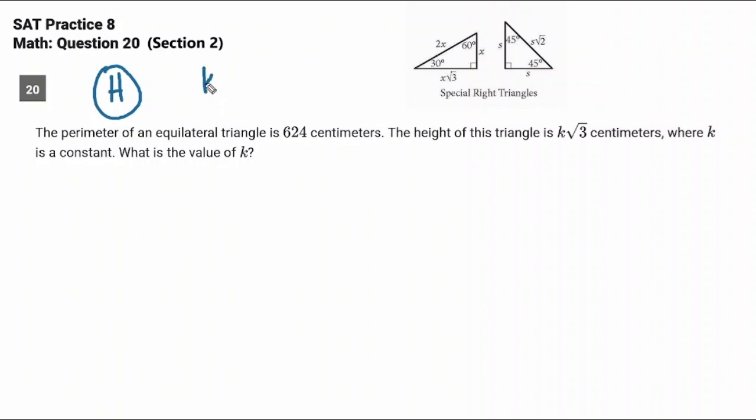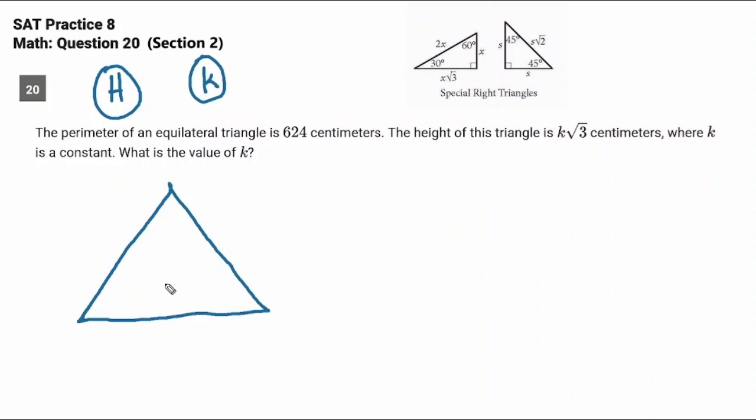So let's write down what we're looking for. All right, where is this triangle? It's not here, as usual, so you got to draw it. And then what do you know about this equilateral triangle? Well, all the angles are the same. All the sides are the same. So can you figure out the sides? Sure you can. 624 divided by 3.